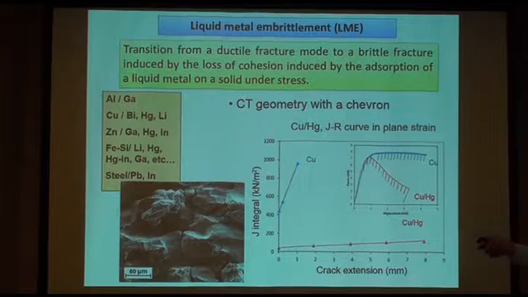So the very well-known cases are aluminium gallium or copper bismuth, but you can also have very strong embrittlement. Like here I give you some J-R curve in plane strain results from copper mercury systems, where you see the copper toughness as a function of crack extension reduced by almost a factor of 10. And the fracture mode is very often, in strong embrittling cases, very easy to single out. Here, in this case, it was mostly intergranular cracking.